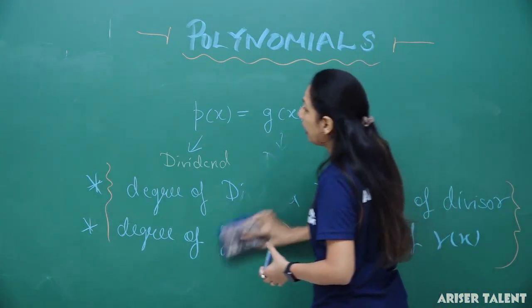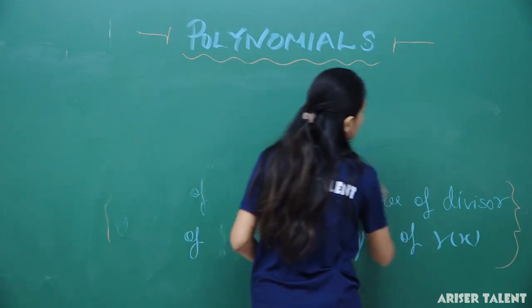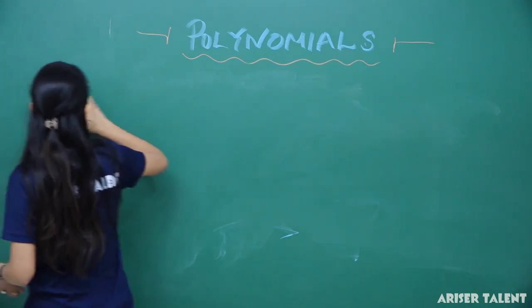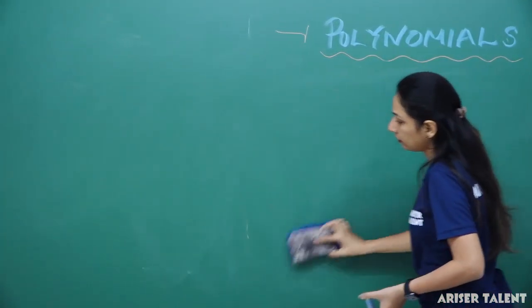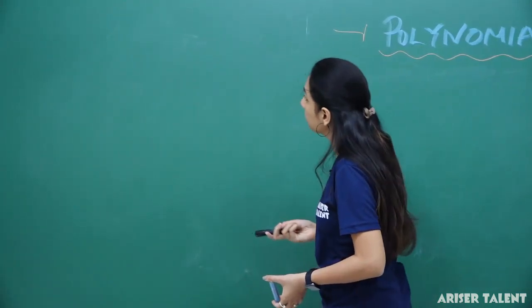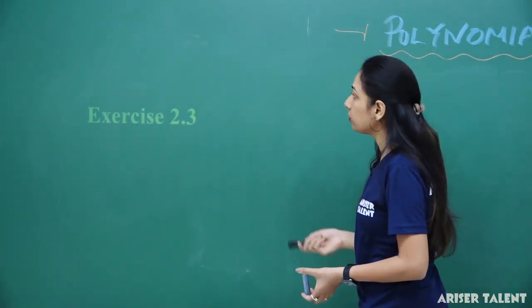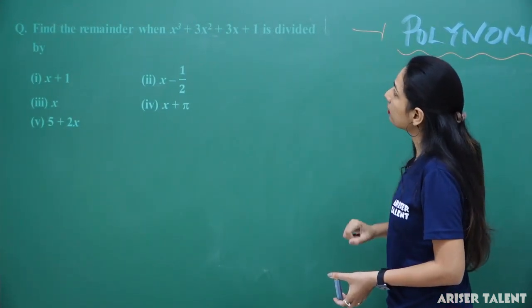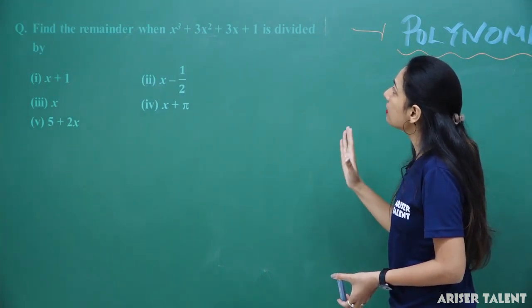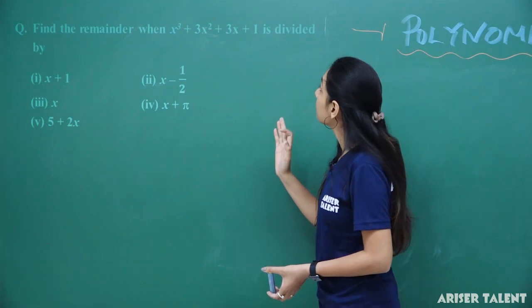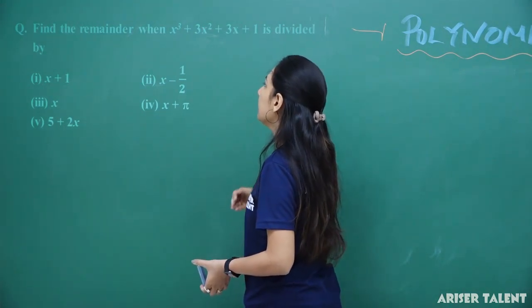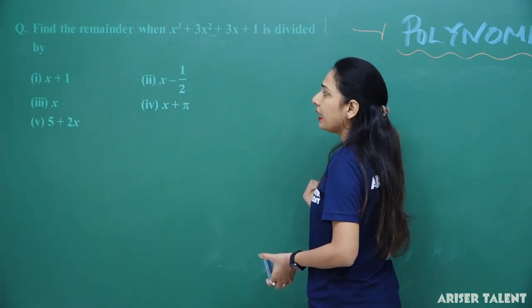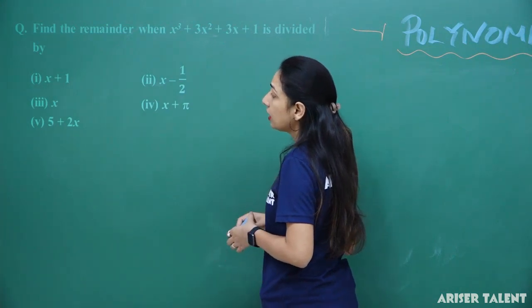Okay. After that, we will be doing some questions. Let us have a look at the questions too. Exercise number 2.3, students. Find the remainder where x cube plus 3x square plus 3x plus 1 is the dividend, divided by first x plus 1, then second x minus 1 by 2, third x, fourth x plus pi, fifth 5 plus 3x.